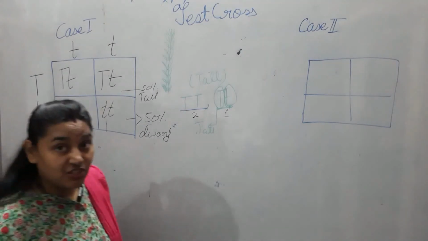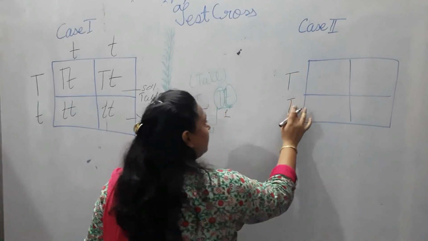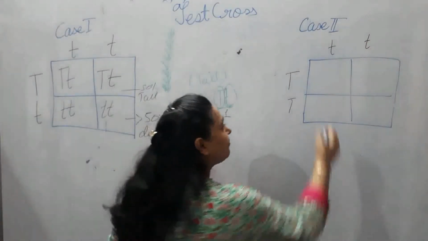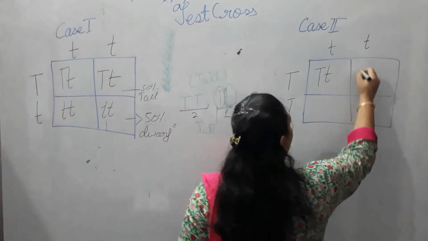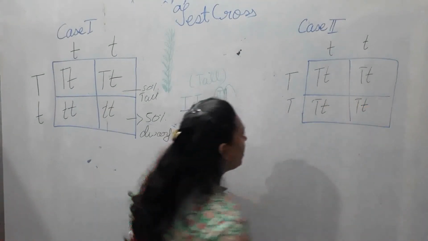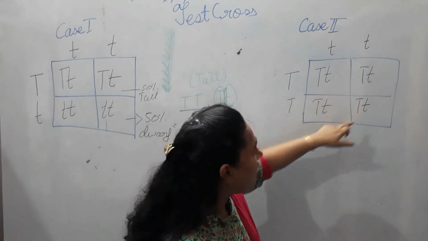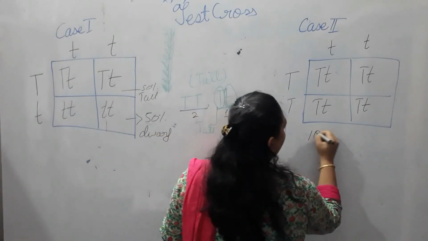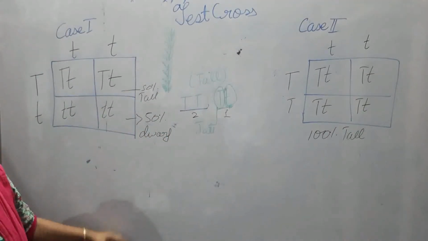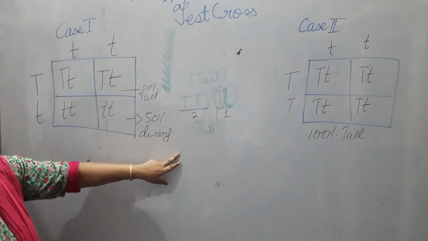Let's see our second case. In this second case, let us take a pure tall plant with a pure dwarf plant. Again here, this kind of gametes are going to get formed. So in this, what you see is that all the plants are going to be tall. So here 100% chances of tall plants are there, right? So in this plant, I can say that it is heterozygous.